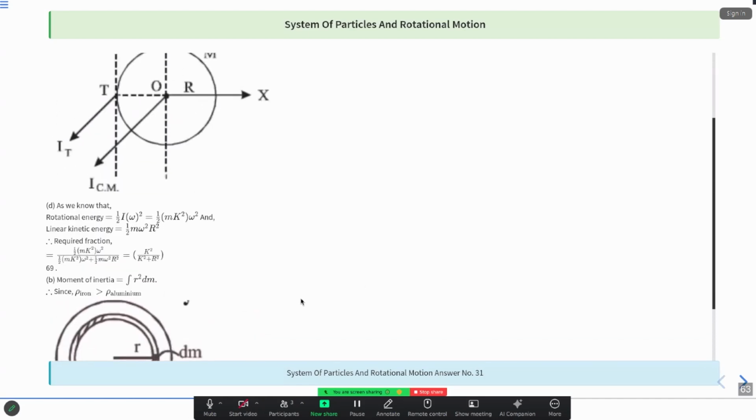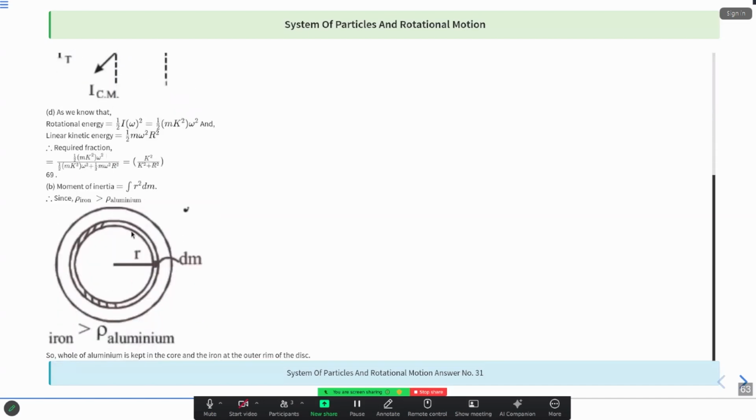See. So we know that rotational energy is half I omega square, which is equals to half m k square into omega square, correct? This is linear kinetic energy, which is half m omega square r square. Now what is the fraction required? This is the fraction required. Then what I'm going to do, I'm just going to take a strip of an element at a distance r, and I'm just going to integrate that. All right. So as the density of iron is greater than density of aluminium, the whole aluminium is kept at the core and the iron is at outer rim of the disk. Simple. All right.